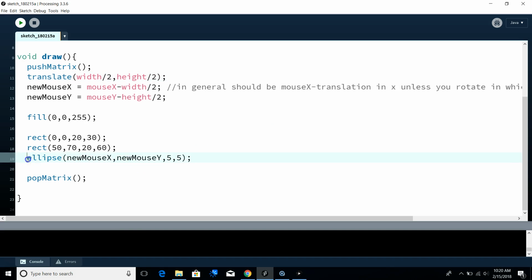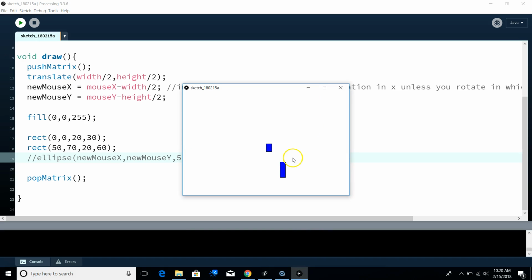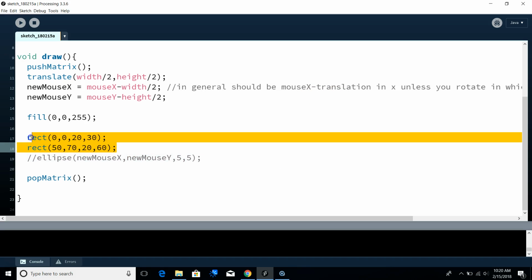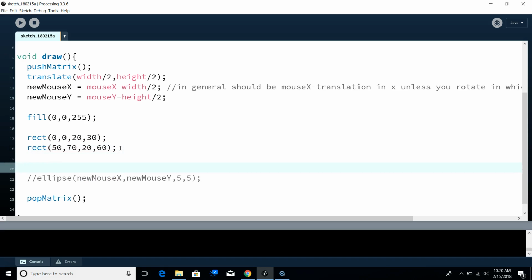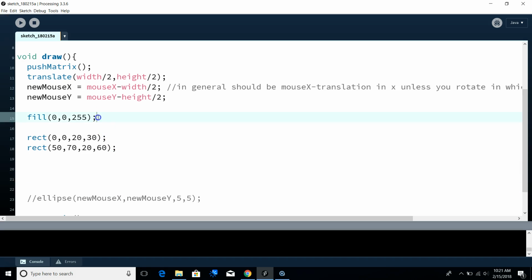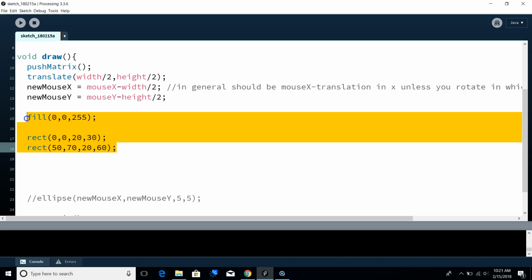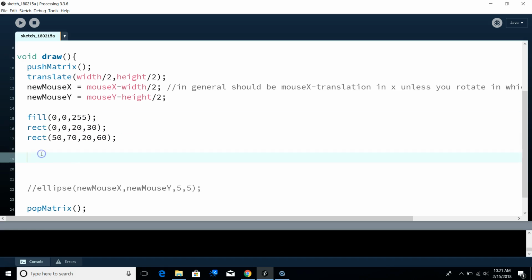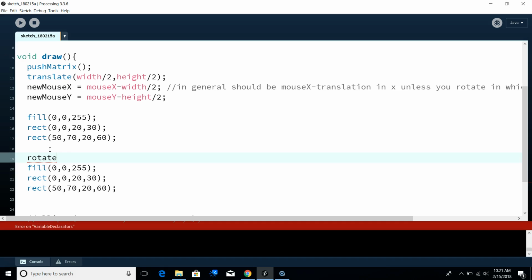Great. For the sake of clarity, I'm going to turn the thing following my mouse around off for a second. Okay, so I've got my two rectangles. And I probably should draw those where they are and then rotate. So I'm going to do that same thing I did before where I just copy these three lines, right? My rectangles and my color. And I'm going to put those after a rotate. Rotate. And I'm going to change my fill to red.